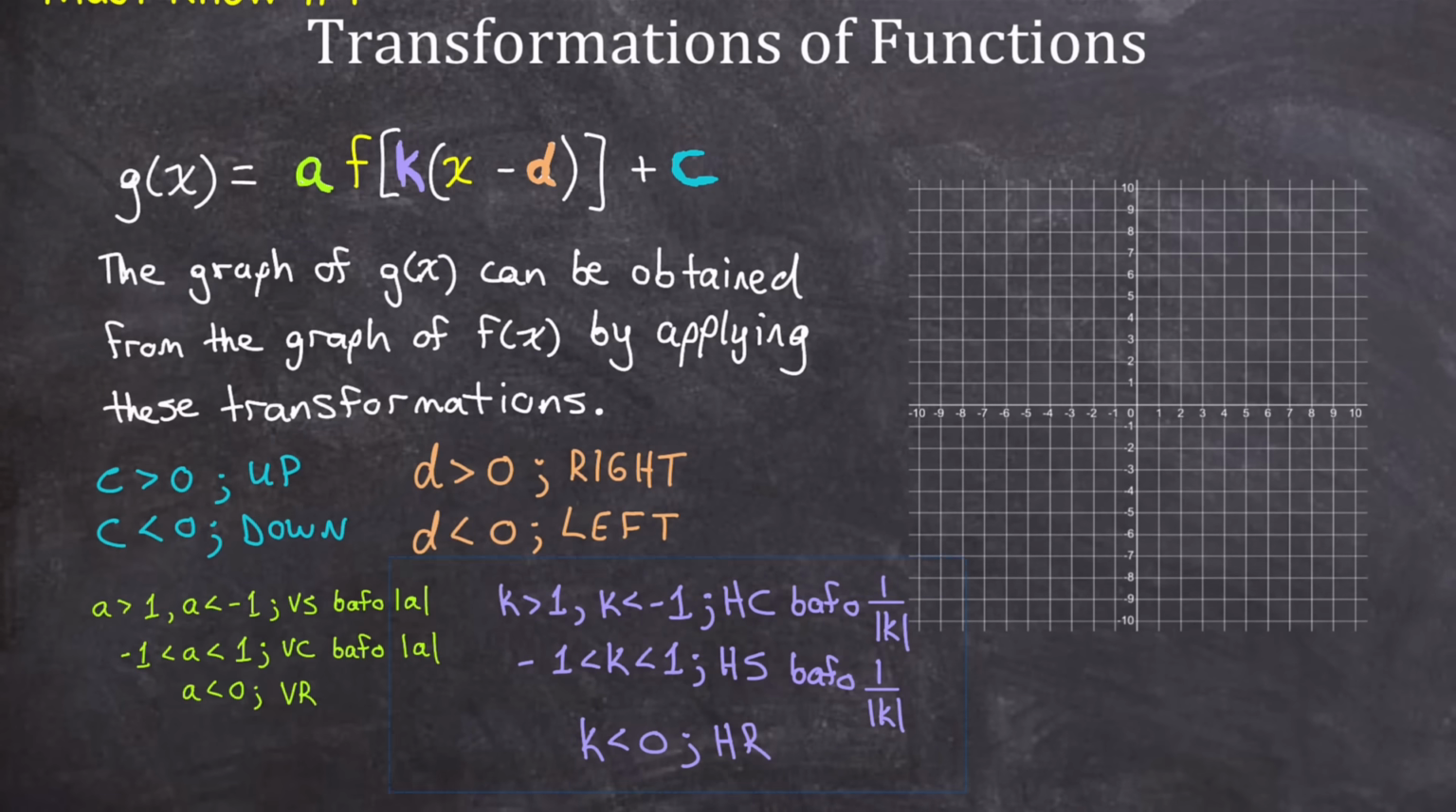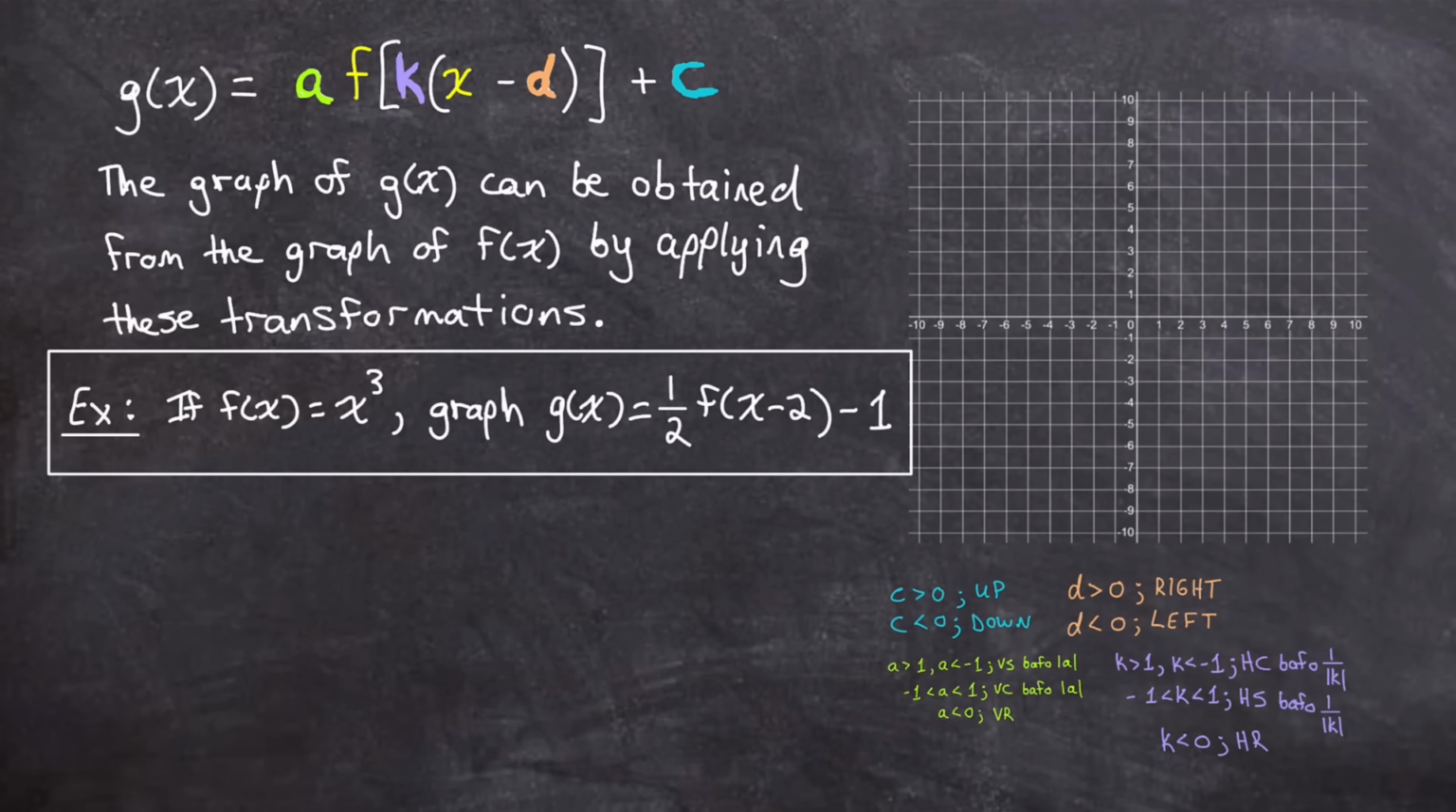So now that we have all of these rules, let me move them out of the way and we can try an example. This example says f of x equals x cubed, that's the parent function, and we want to graph the transformed function g of x, which is a transformed version of f of x. There are 3 transformations happening to it. We have an a value of 1/2, which would cause a vertical compression by a factor of 1/2, which means all of its y values are going to be cut in half.